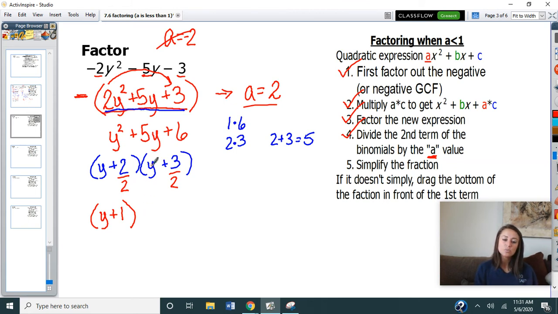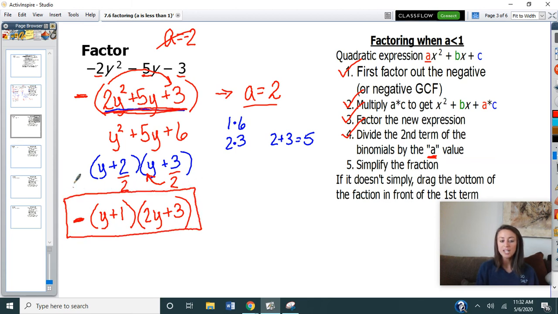And if we simplify this, 3 divided by 2, that doesn't work. There's nothing to reduce. So if you can't simplify the fraction, you drag the bottom of the fraction in front of the first term. So we're going to drag the 2 in front of the y. And it'll become 2y plus 3. So this whole underlined part, well, in blue, now red, factors to give me this. But remember, we factored out a negative. So we need to remember to bring that negative down. And this is my final answer.